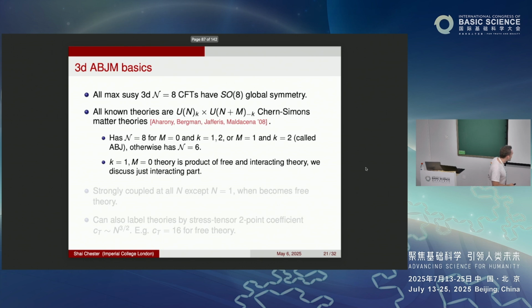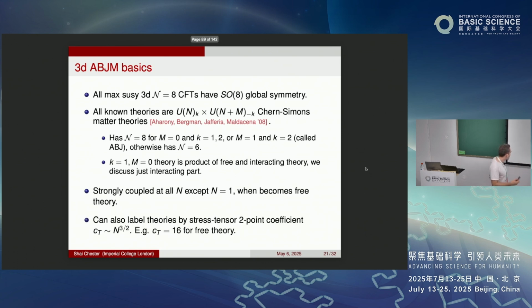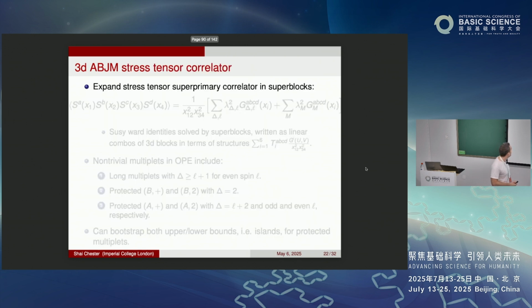So another fact is that these theories, when k equals 1, are actually product theories. Between a free theory and an interacting theory, we only care about the interacting one. So this theory is strongly coupled basically for all values of n except for n equals 1. So it's even harder to study than n equals 4, because there's no weak coupling limit when you have maximal supersymmetry, which is related to the fact that it's dual to M theory. And so we're going to parameterize this theory by the stress tensor two-point function coefficient, C, which is proportional to n to the 3/2.